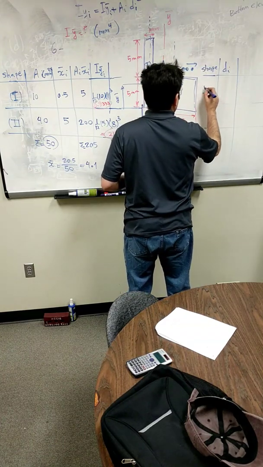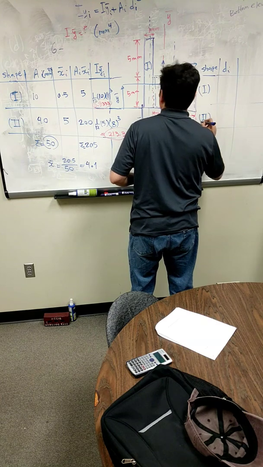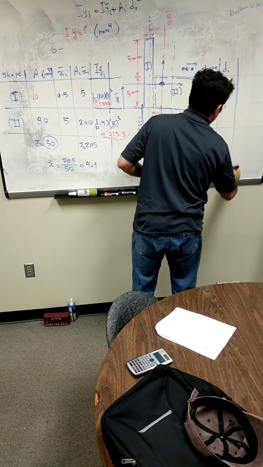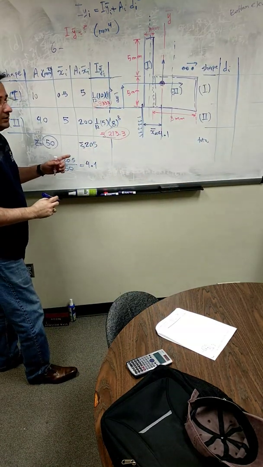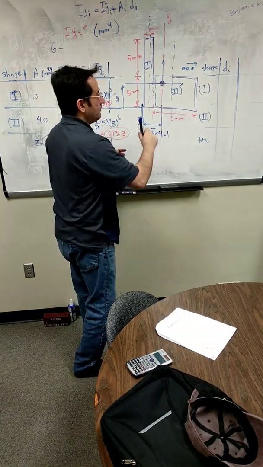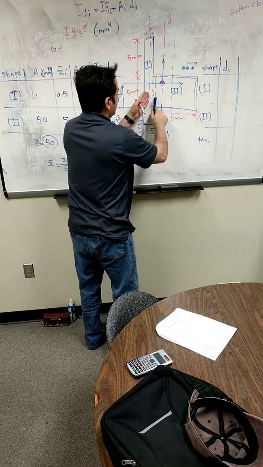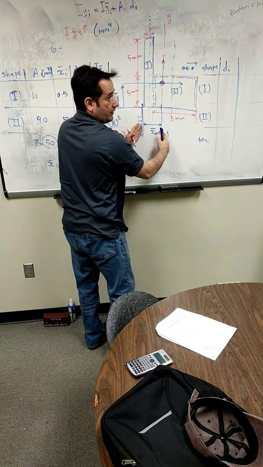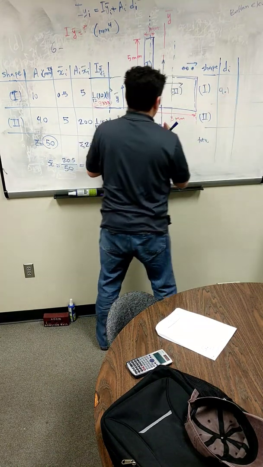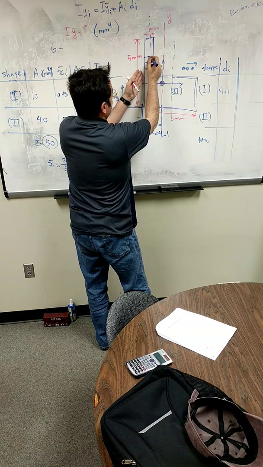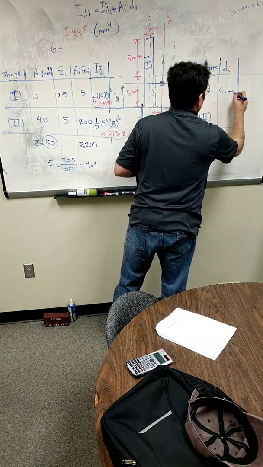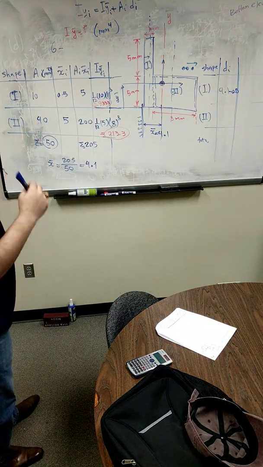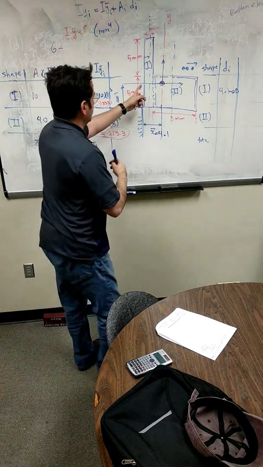1, 2, total. So for shape 1, what is the distance between the local centroid and the actual centroid for the entire shape? Well, obviously, it is 4.1, from here to here, subtracted by from here to here, which is 0.5. So 4.1 subtracted by 0.5. So this is one value.